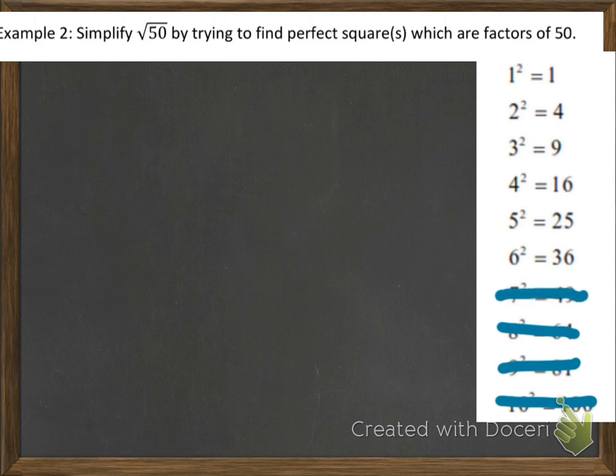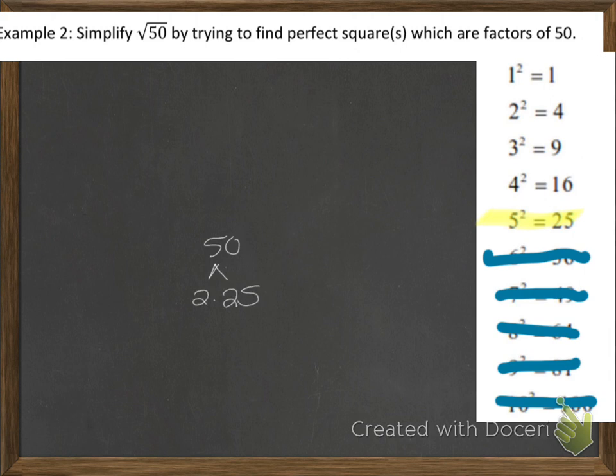We have 6 squared is equal to 36, but 36 does not divide evenly into 50. But what about 5 squared is equal to 25? Does 25 go into 50? It does. In fact, if you factor 50, 50 is 2 times 25.